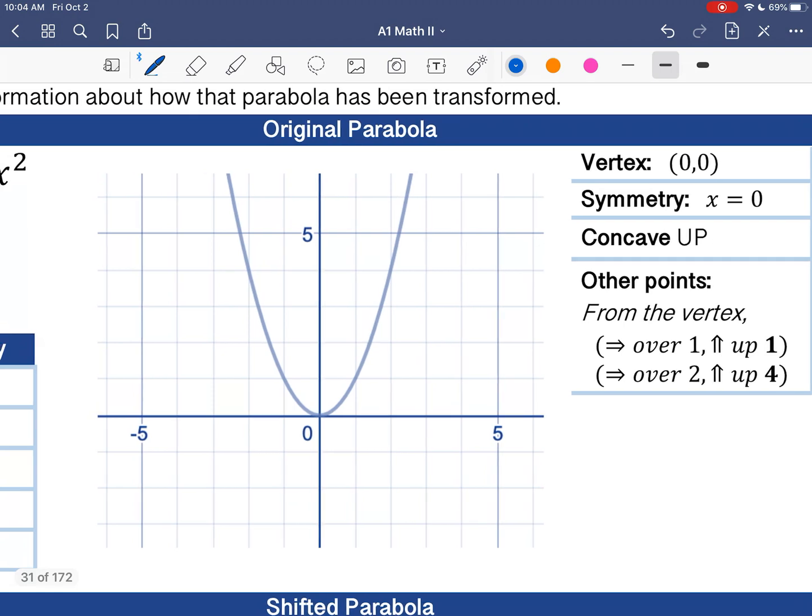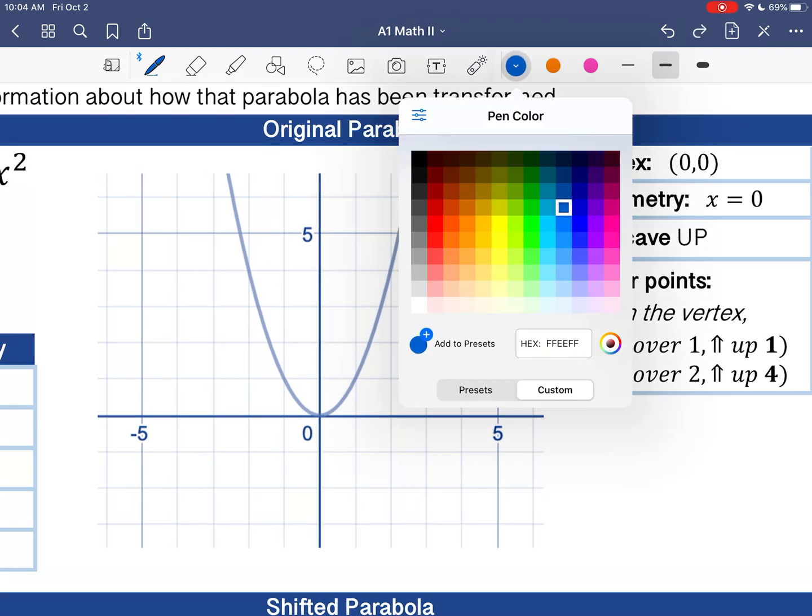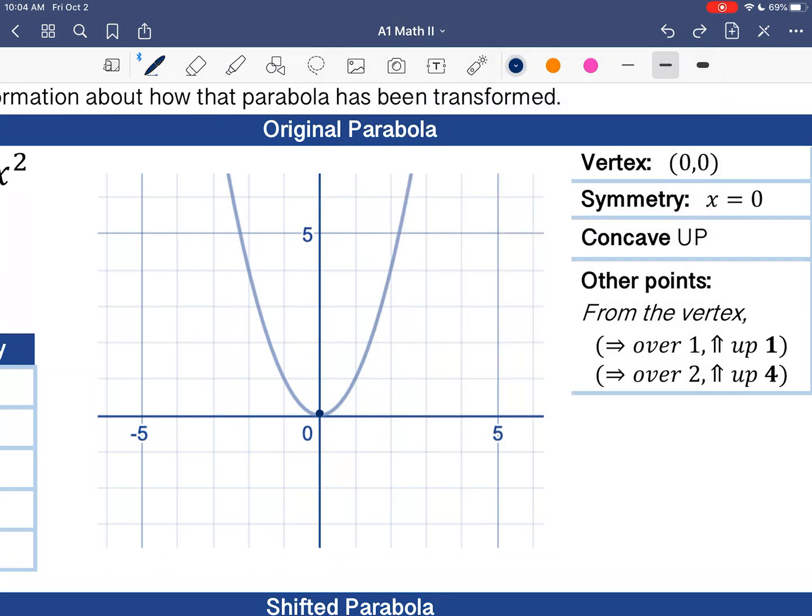So the original parabola has a vertex of 0, 0. So its lowest point, its minimum, to be specific, is right there. It's at 0, 0. Its line of symmetry is just right along the y-axis. So you can fold it along the y-axis and it will meet itself. It's concave up because it's not a negative, flipped version.